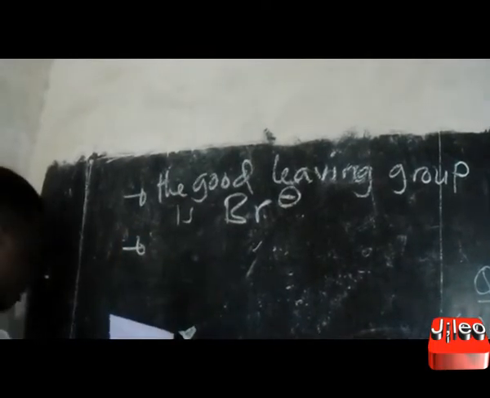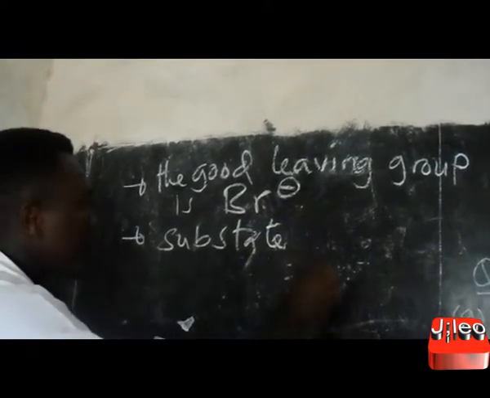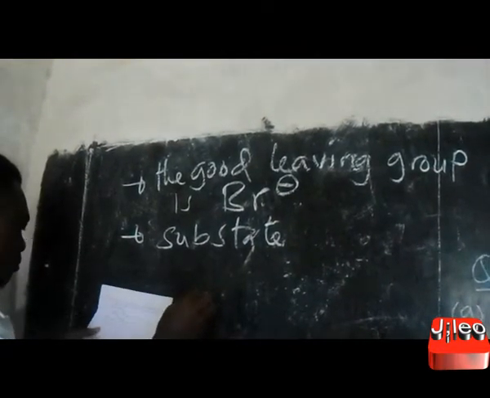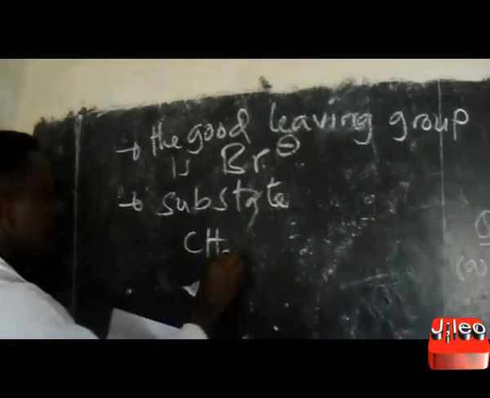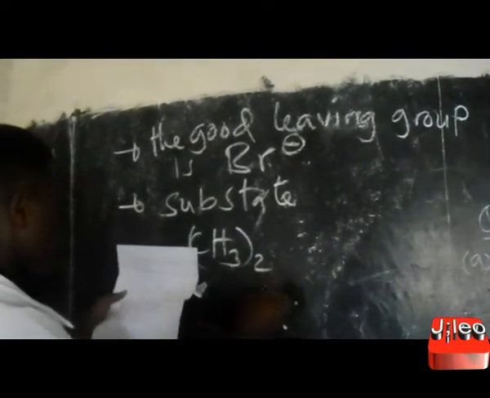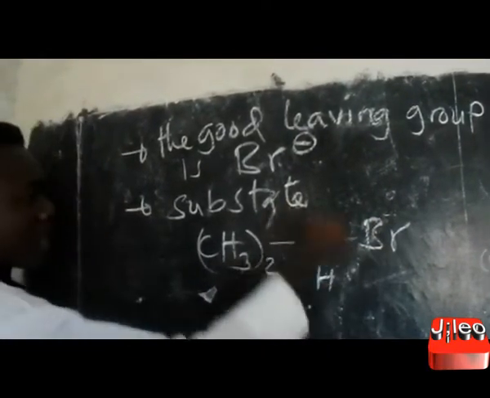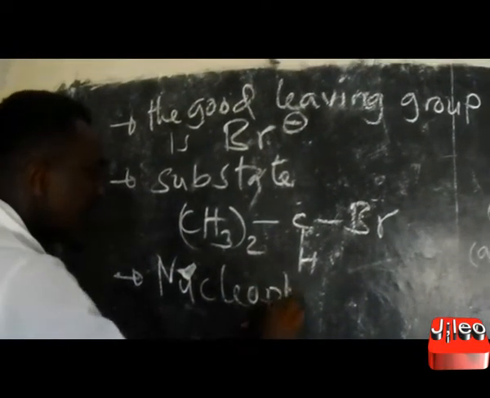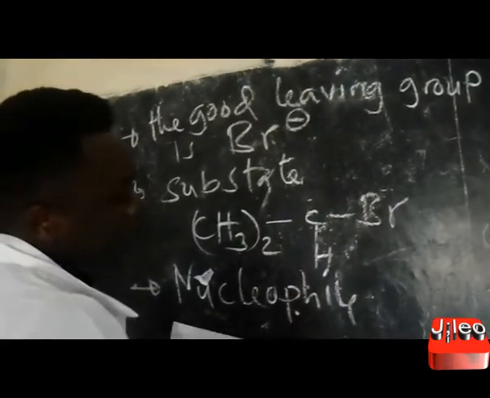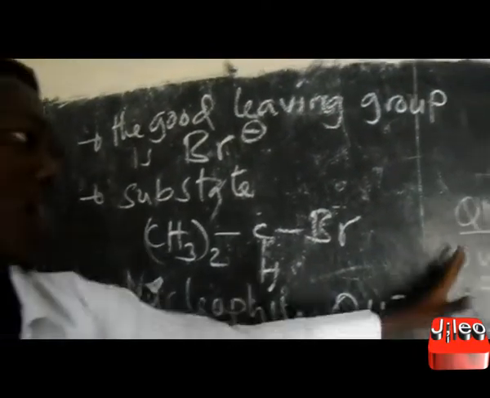So our substrate, according to our question, will be CH3 bracket 2, then CH bromine. This is our substrate. But the nucleophile according to our question will be OH, which is negative in charge. I think we have already done these questions, which is part A. So going to part B.